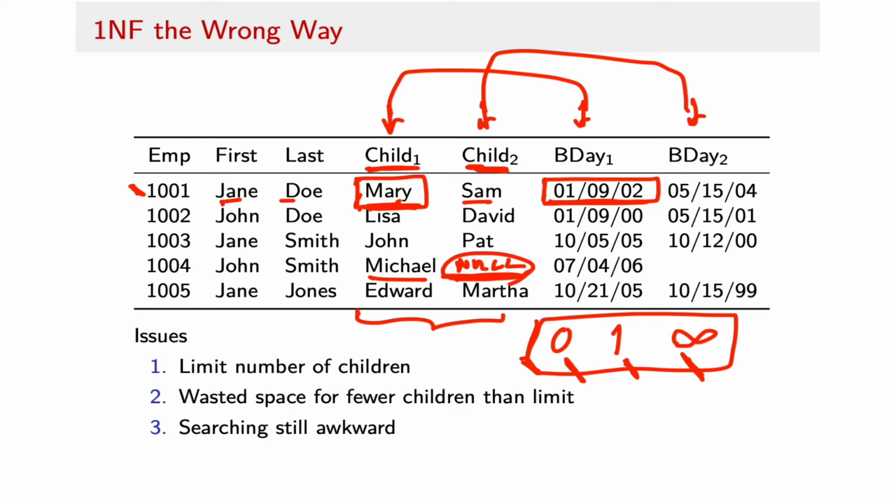And it's, again, still awkward to search through this, right? Because if I want to find out if any of my employees' children have today as a birthday, so I can send a congratulatory email or a coupon for a treat or something like that, I've got to write a query that's going to select employee first name, last name, where birthday 1 equals today, or birthday 2 equals today, or birthday 3 equals today, or birthday 4 equals today, right?